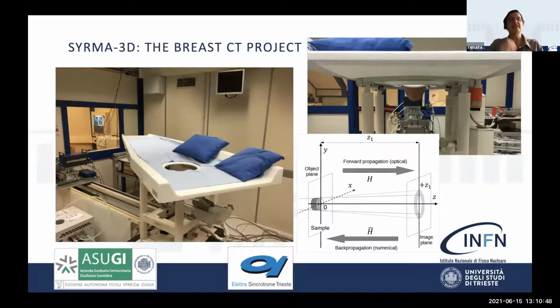Now we are working on the SYRMA-3D project, which means a breast CT project. Again, the partners are the University Hospital, Elettra, and the two institutions of me and Luigi Rigon, so the University of Trieste and the National Institute of Nuclear Physics. Here you see again our patient support. Our patient support was designed to be able to rotate around the axis, so it is feasible to perform CT. Here we have a photon counting detector, and here you see that we need to remove the patient support, obviously.